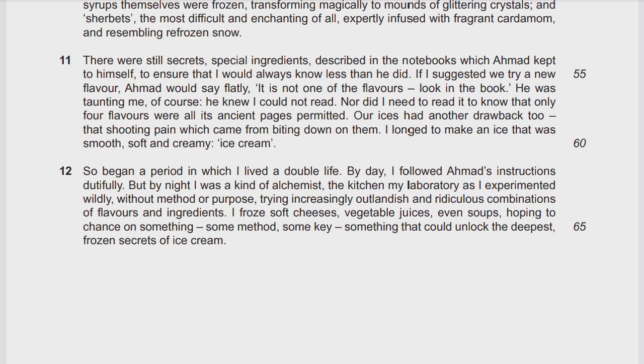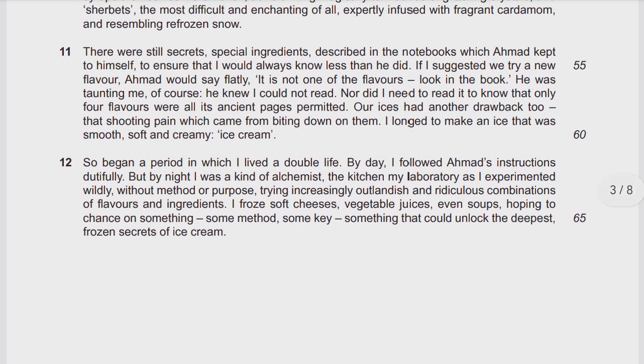There were still secret special ingredients described in the notebooks which Ahmed kept to himself, to ensure that I would always know less than he did. If I suggested we try a new flavor, Ahmed would say flatly, "It is not one of the flavors. Look in the book." He was taunting me, of course. He knew I could not read, nor did I need to read it to know that only four flavors were all its ancient pages permitted.